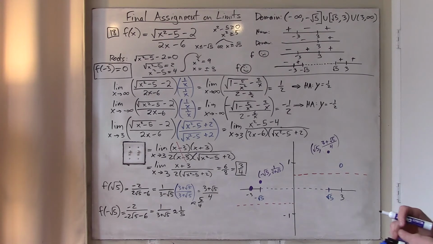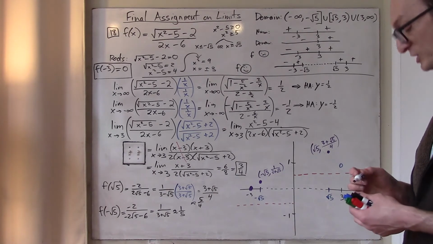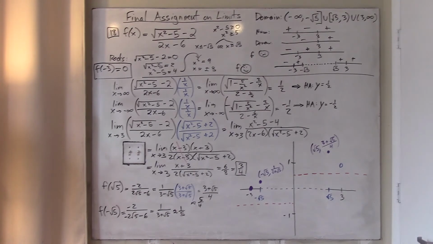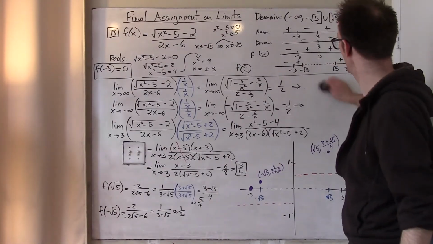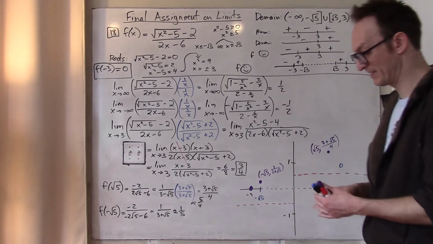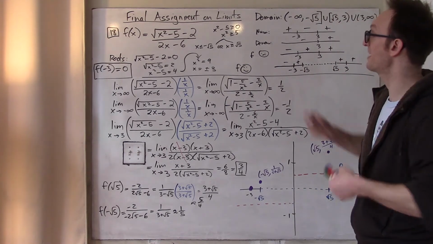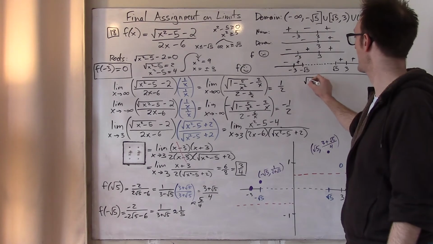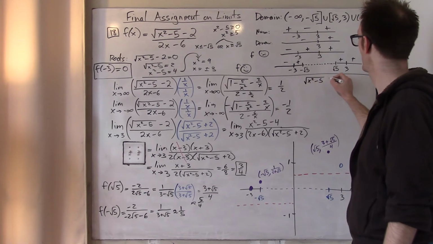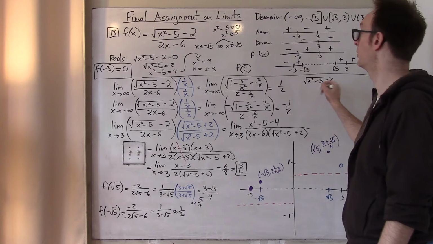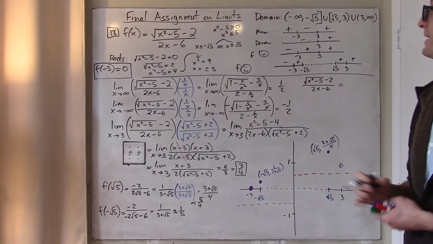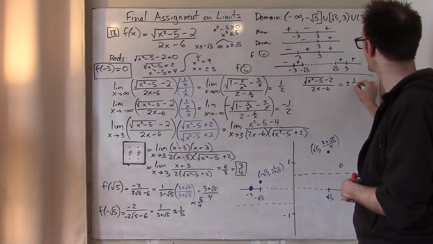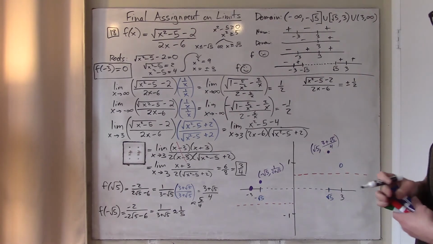Okay, about one more thing left to do. Does this function ever cross its horizontal asymptotes? I don't know, so I better find out. Let me clear a little bit of space here and get to work. Does my function, which is root x squared minus 5 minus 2 over 2x minus 6, ever equal 1/2 or negative 1/2? Okay, so now I just have some algebra to solve.